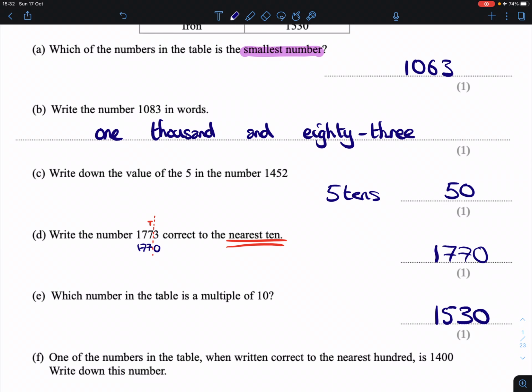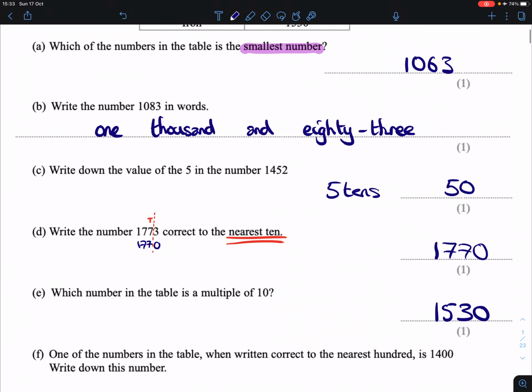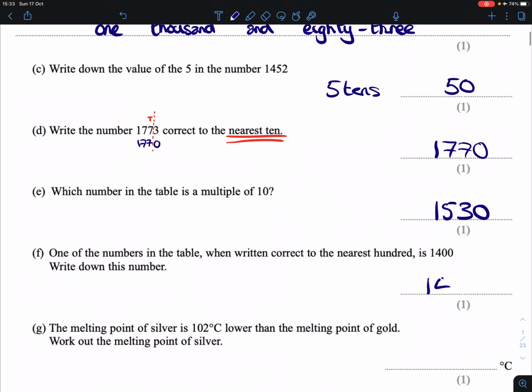F, one of the numbers in the table, when written correct to the nearest 100, is 1400. Write down this number. So you have 2 choices. You could round all of these to the nearest 100 and see which one gives you 1400 as the answer, or a quicker way would be to look at what number is closest to 1400, and you're going to find it quite quickly in that case. So this one, 1411, is definitely the answer to that.